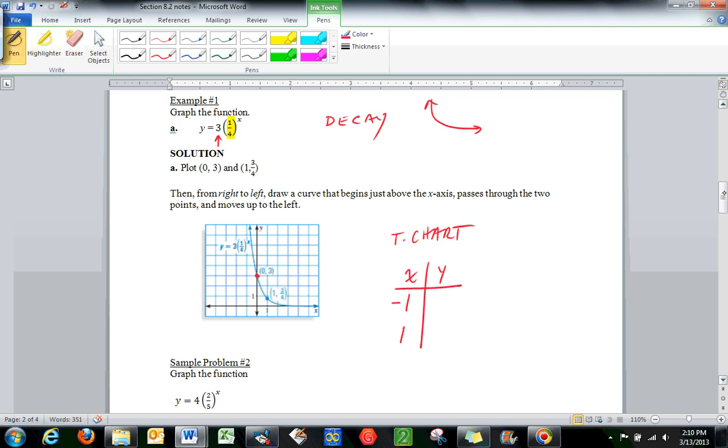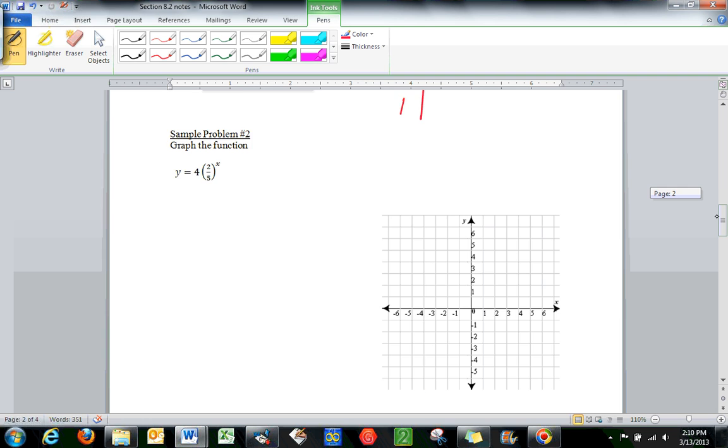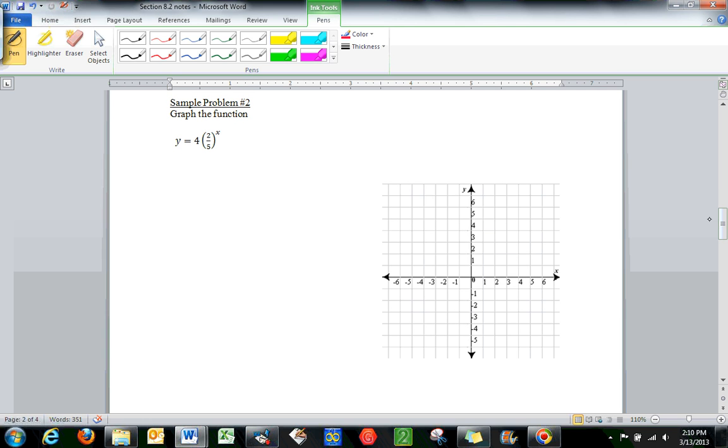So let's use that knowledge that we learned in the previous section of growth functions and now apply it to the decay function. So go ahead and sample problem number 2. Pause the video and let's see if we can graph the exponential decay function here.